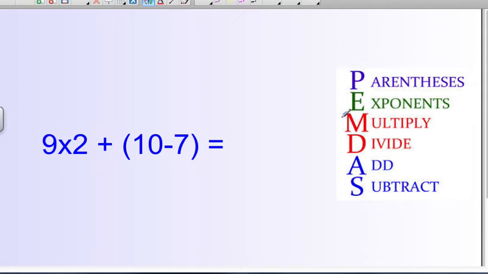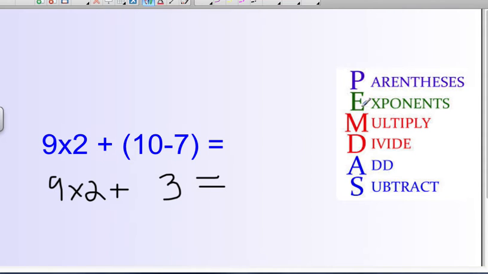This one's a little bit different because the parentheses come towards the end of the problem. So our problem is 9 times 2 plus 10 minus 7 equals what? So we go up here. Are there parentheses? Yes. So we're going to do that first. 10 minus 7 is 3. Now I'm going to write down the rest of this problem. 9 times 2 plus 3 equals.